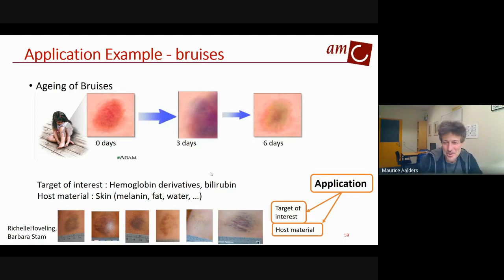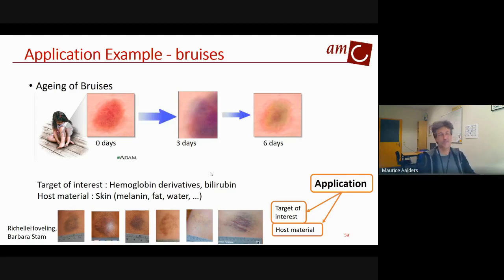So we're talking about bruises, the development of bruises. It is important to determine when a bruise was caused. When the child is presented to the pediatric doctor or to the family care person, and it has multiple bruises on the body, there can be a story like, oh, he or she fell off the stairs.